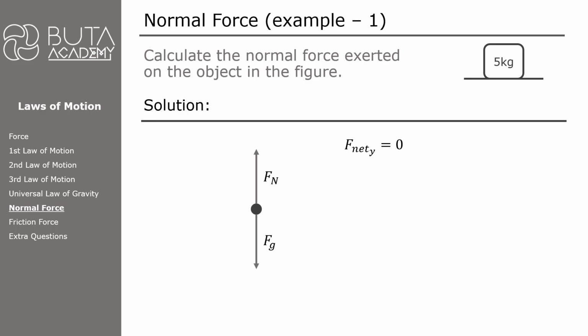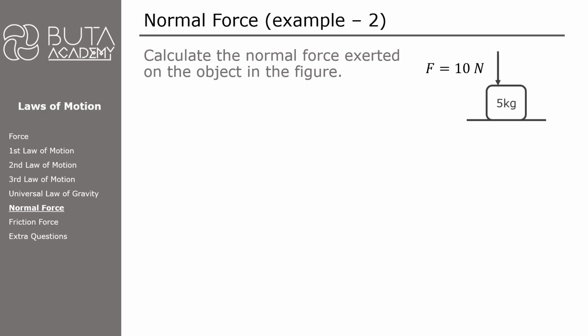If we choose upwards as a positive direction and downward as a negative one, the normal force will have a positive value and the gravitational force will have a negative one. Force of gravity is equal to mass times gravitational acceleration, which are 5 kgs and 9.8 meters per second square respectively. The normal force is equal to 49 newtons.